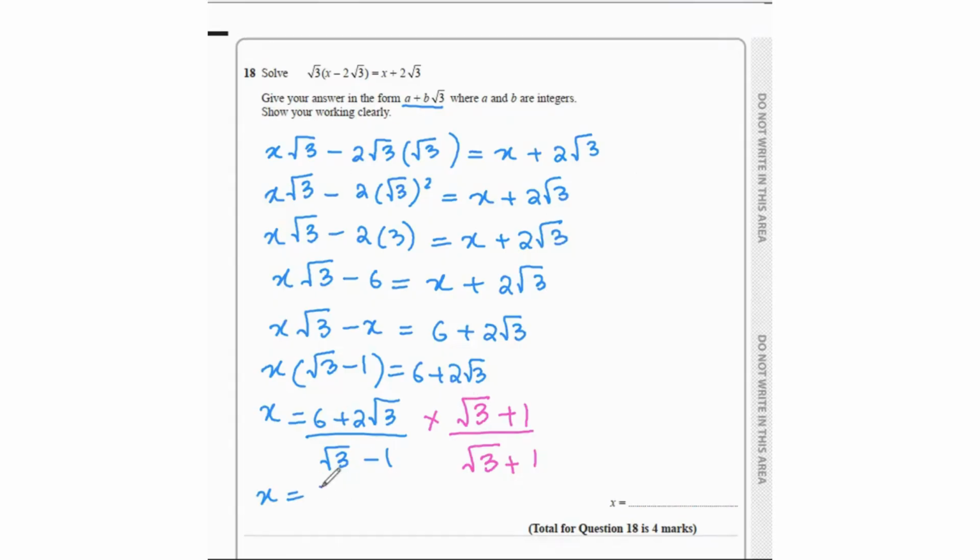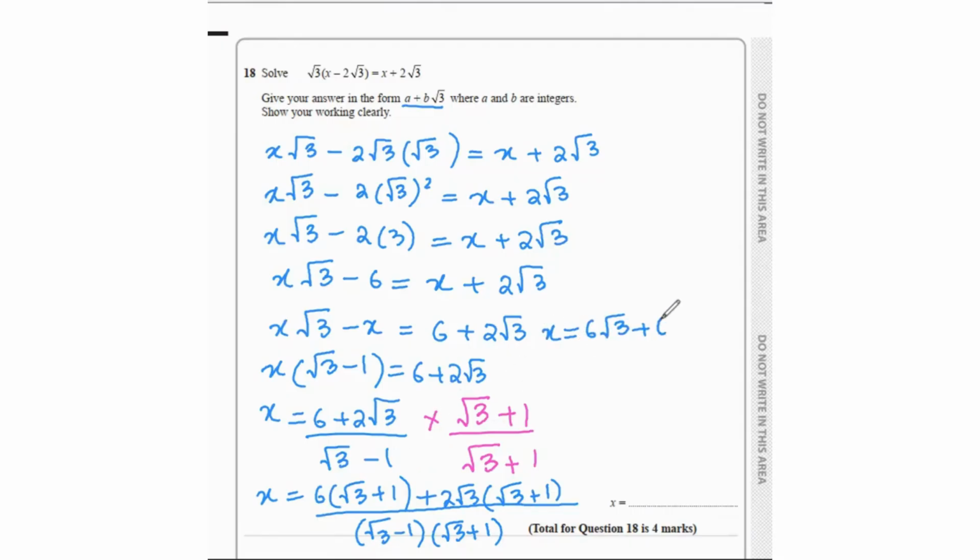6 times root 3 plus 1, and then plus 2 root 3 times root 3 plus 1, divided by root 3 minus 1 times root 3 plus 1. Six times root 3 is 6 root 3. 6 times 1 is 6, plus 2 root 3 times root 3 is 2 root 3 squared, and then plus 2 root 3 divided by, now in the denominator is root 3 minus 1 times root 3 plus 1.